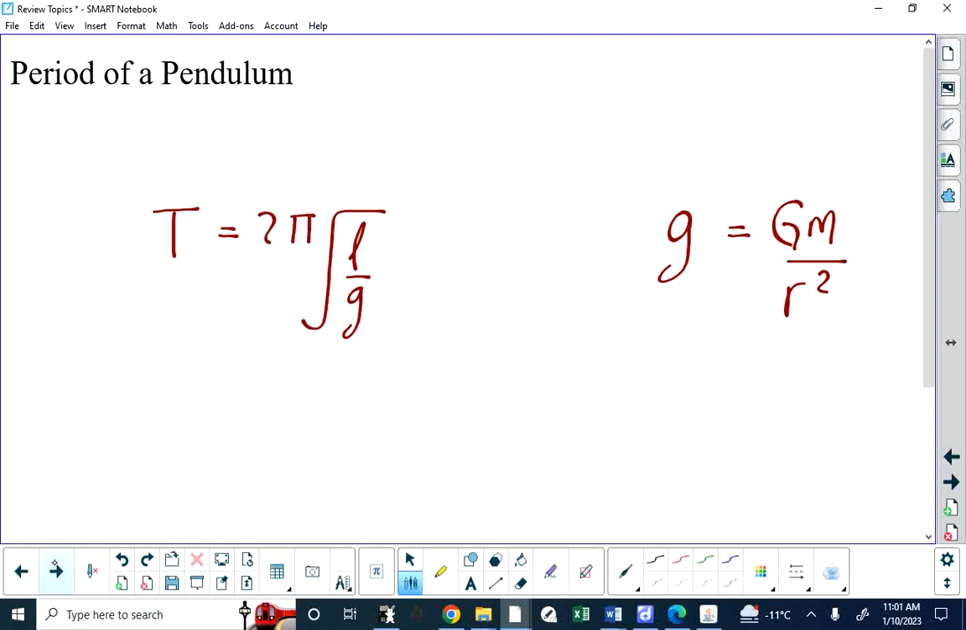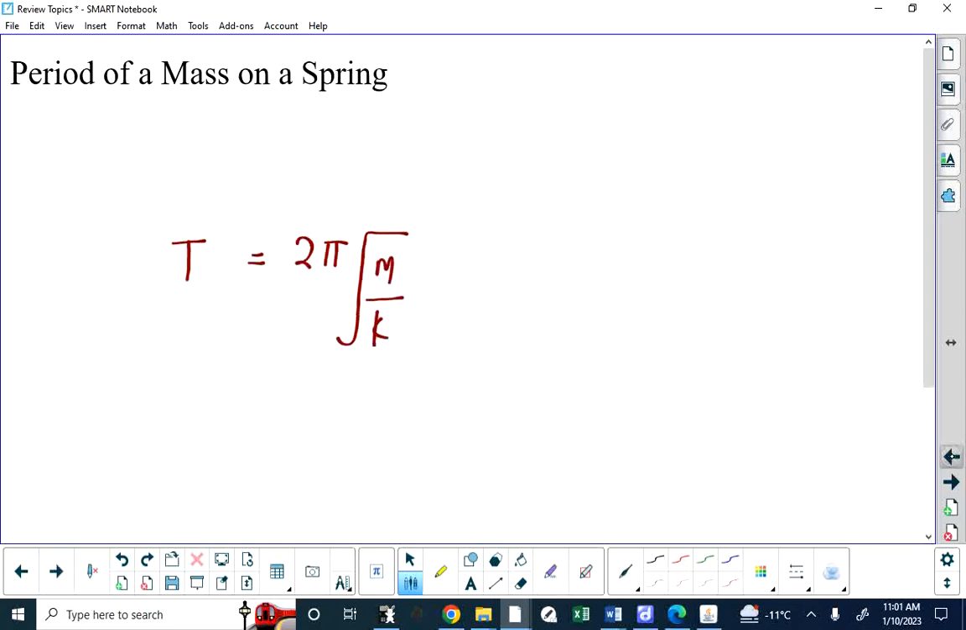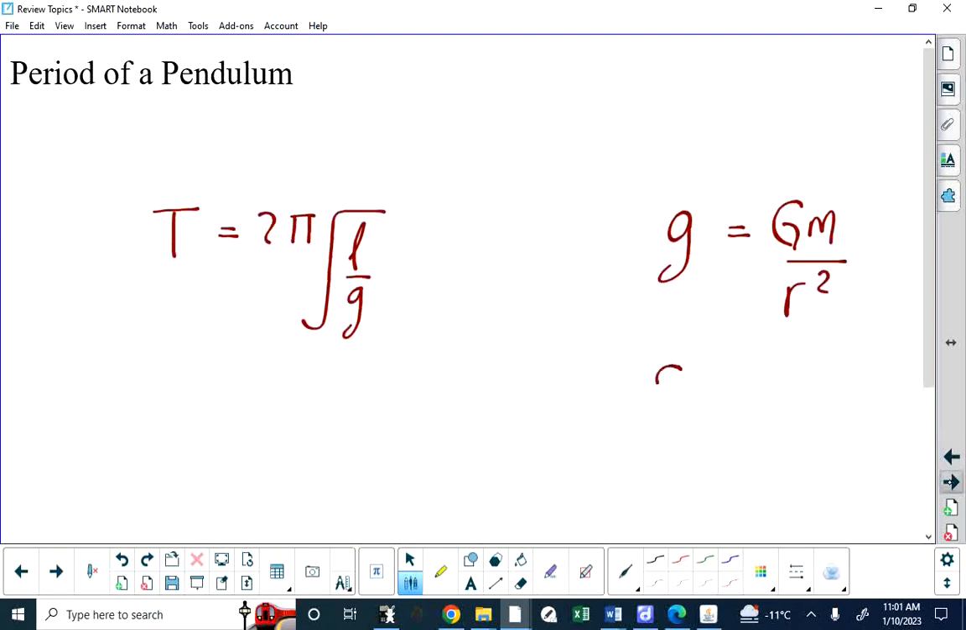One final comment about periods of pendula and masses on springs. You should be able as well to calculate frequency from this, because you know that it's a simple harmonic oscillator and frequency is the reciprocal of period. And you should be able to do the same thing here. So it's kind of a smorgasbord of different formulas that are all kind of coming together here.